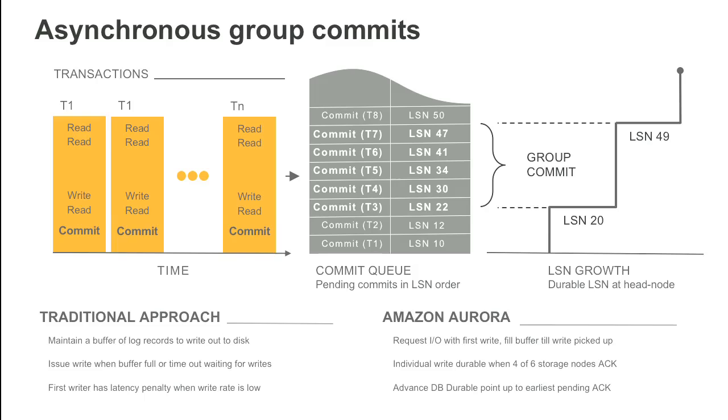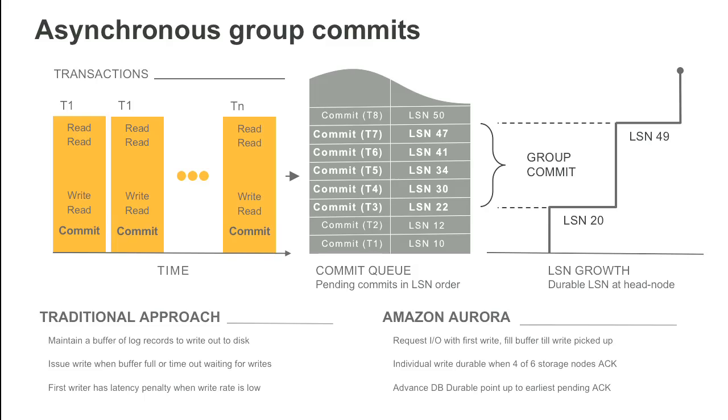In Aurora, we have a slightly different protocol that's similar in intent. The intent of the write-ahead log protocol is you can only acknowledge a transaction if the underlying log records have been durably persisted. In our world, we say until the log records have been hardened. And a log record is hardened when it has satisfied the quorum property. It has been written to at least 4 out of the 6 nodes.